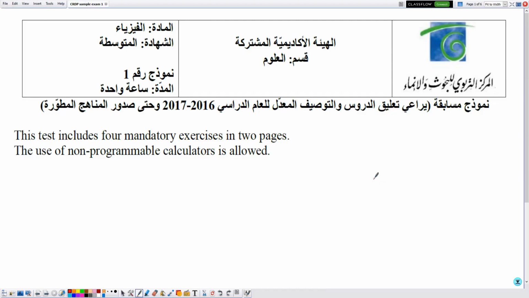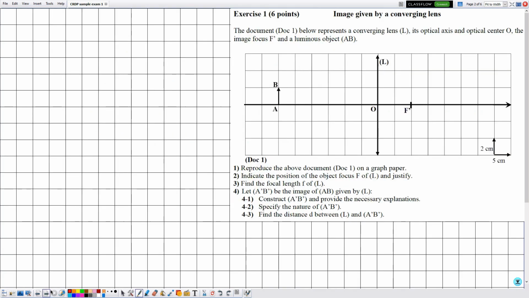Okay, hello everyone, in a new video. In this one we are going to solve CRDP sample exam number 1 that consists of 4 exercises. Then let's start by exercise number 1.